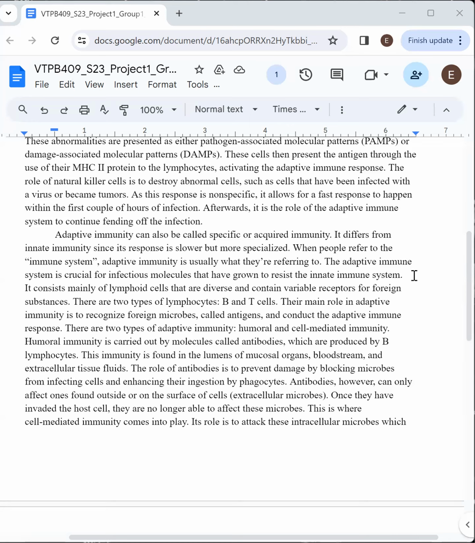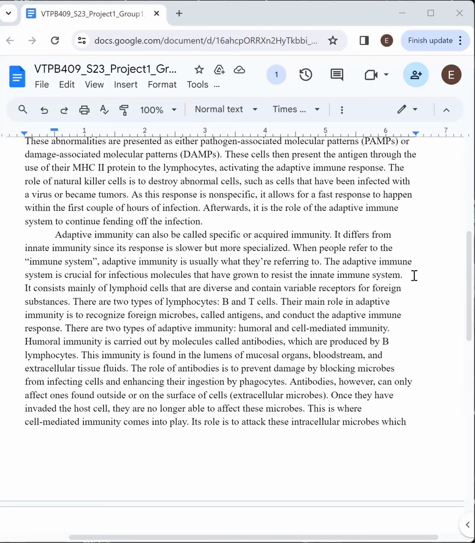There are two types of lymphocytes, B and T cells. Their main role in adaptive immunity is to recognize foreign microbes, called antigens, and conduct the adaptive immune response. There are two types of adaptive immunity, humoral and cell-mediated immunity. Humoral immunity is carried out by molecules called antibodies, which are produced by B lymphocytes. This immunity is found in the lumens of mucosal organs, bloodstream, and extracellular tissue fluids.